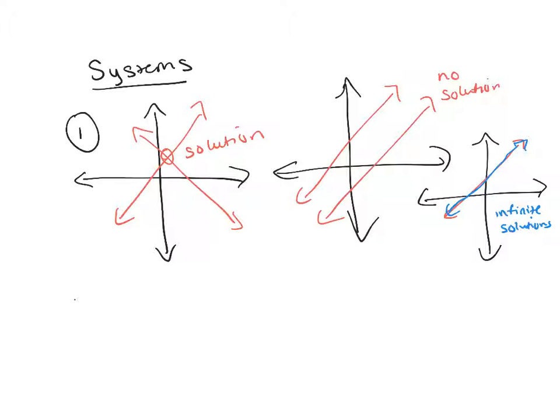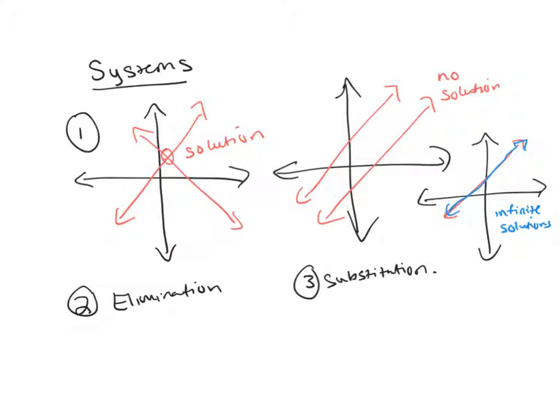The second way we learned how to solve a system was elimination. In elimination, you try to eliminate either the x or the y variable. The third way to solve a system is by substitution, and that's going to be the method that we look at today. Example.